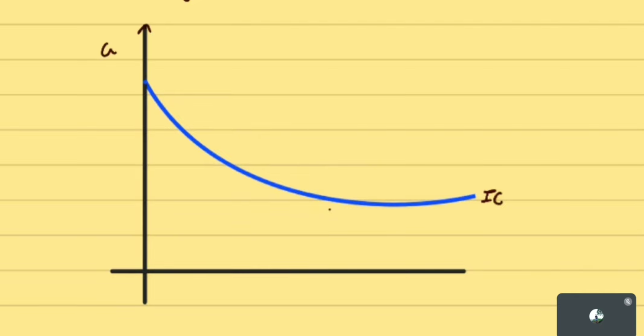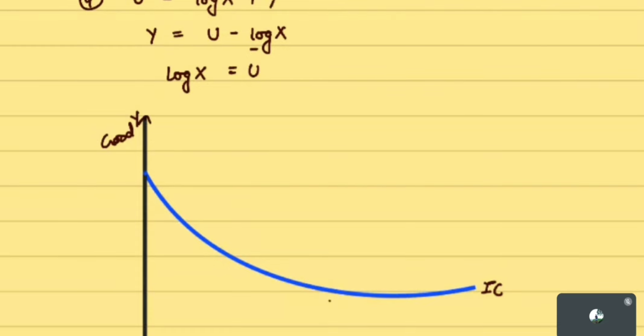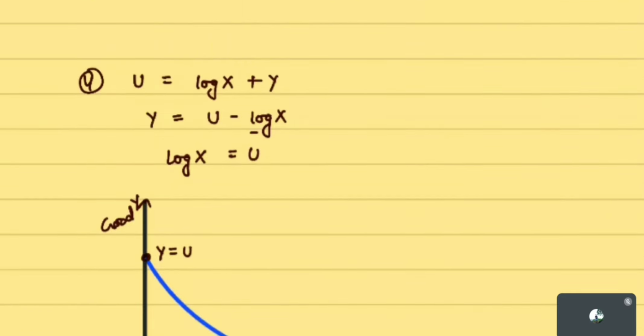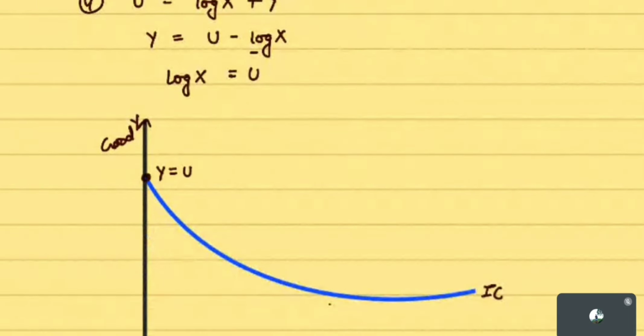This is your IC. Okay, but this is good Y, good X. So here if you put x equal to 0, this whole term will be 0, your y is equal to u. So at this point, your y is equal to u. Okay. So this is the indifference curve. This is for the quasi-linear utility function.